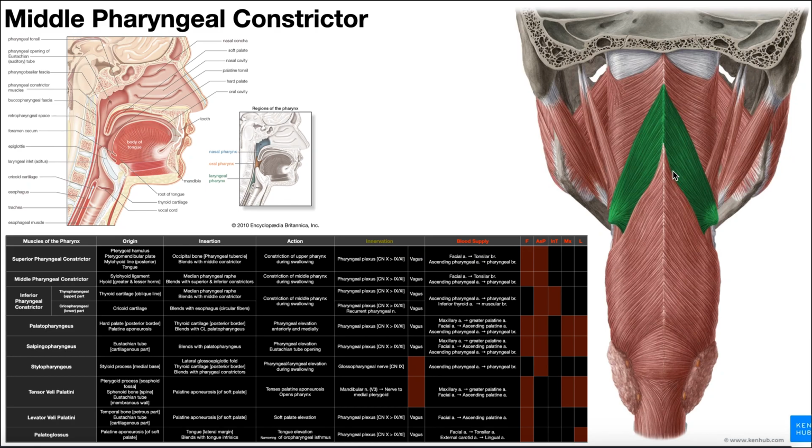The insertions we can see, and the first is this one that occurs right down the midline. This is the median pharyngeal raphe, which actually continues all the way down through the inferior constrictor. And this part actually serves to connect the left and right middle constrictors. We can also see the middle constrictor blends with the superior constrictor above it and the inferior constrictor below it.